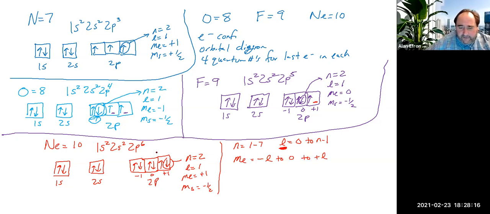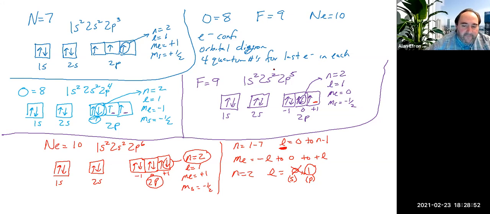So for example, if we look at this last one that we did, we had an n value of 2, which means all the possible L values we could have would be 0 or 1. And as we talked about last time, this 0 value for L represents the s orbital. This 1 value for L represents the p orbital. And because we know that electron is sitting in the p orbital, we would not choose 0 for that electron. We have to choose 1. And that's what defines our L value.